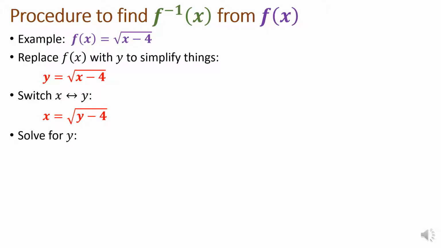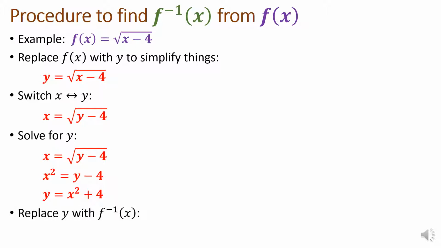Now we're just going to solve for y. So I start with x equals square root of y minus 4. I square both sides to eliminate the square root. And then I'll add 4 to both sides so that I can solve for y. And the last thing I'm going to do is replace y with the notation f inverse of x. And so my final answer is that f inverse of x is x squared plus 4.